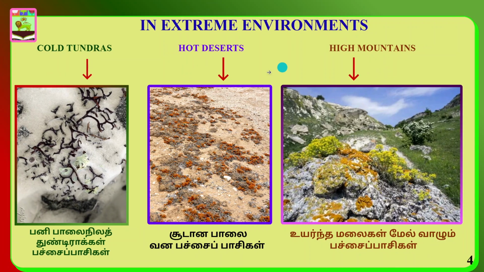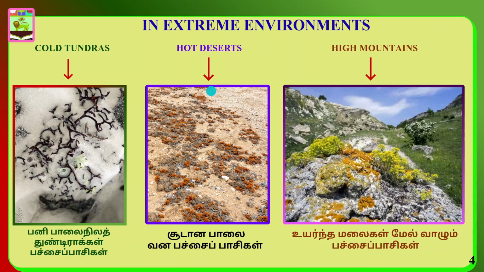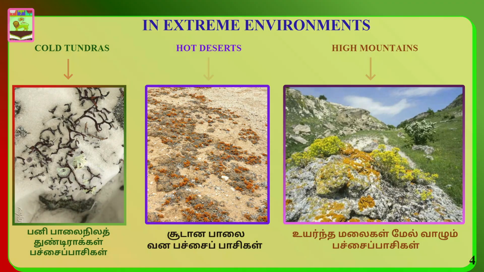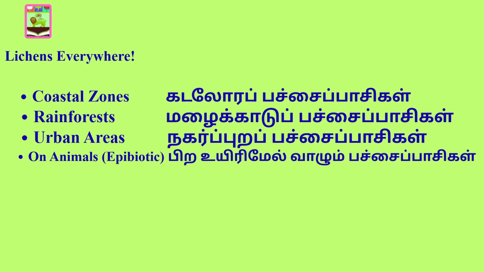In extreme environments also these lichens are able to thrive. Like in cold tundras, you can see it is pretty cold over there, lichens can thrive. And then hard deserts, very difficult to thrive, extreme high temperatures, in those places also you can see some of the lichens present. So they are present in the hard deserts, and naturally high mountainous regions you can see the presence of lichens. So even in the extreme environmental conditions they are able to adapt themselves and to be present over there. So lichens are present everywhere, even in the coastal regions, rainforests, urban areas, and on animals.